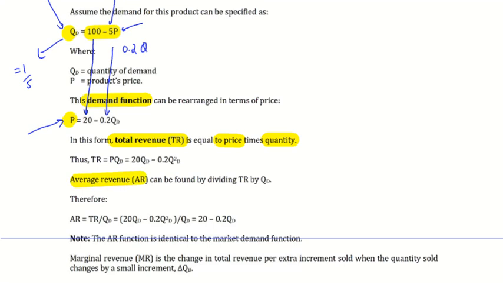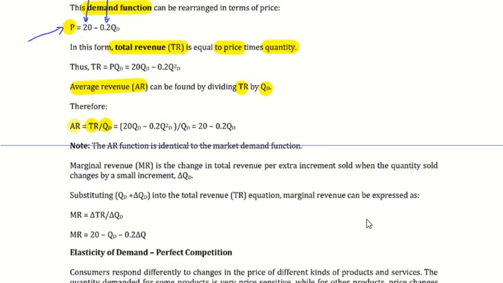Average revenue is taking total revenue divided by quantity demanded, or whatever I managed to sell. Based on that, average revenue is what? Total revenue divided by quantity. And we give you all of the equations over there. That's everything we've seen already before.